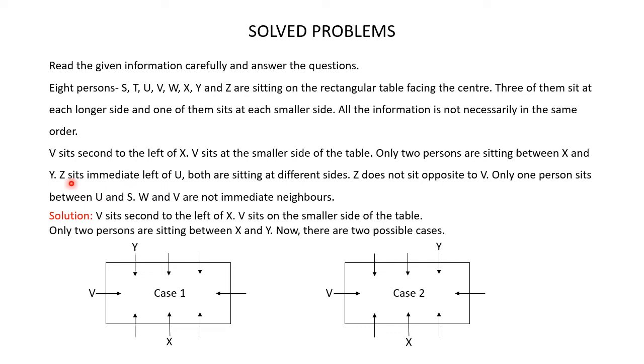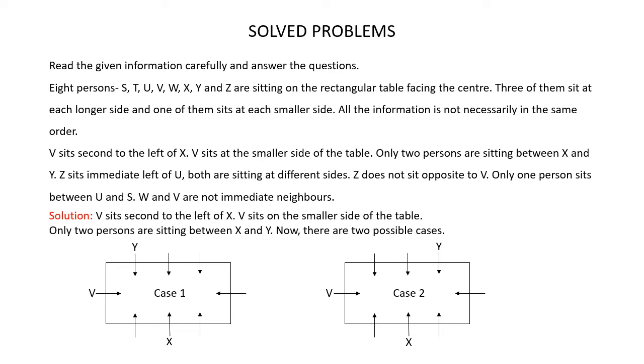Z sits immediate left of U. Both are sitting at different sides. Z does not sit opposite to V. Only one person sits between U and S. W and V are not immediate neighbors.